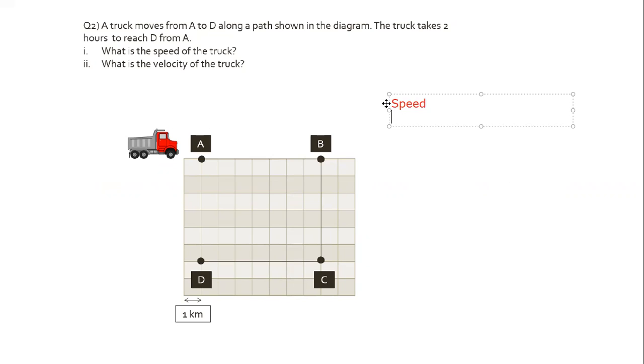What do we need for speed? First we need the distance. How do we calculate the distance? We calculate the distance by identifying the path.